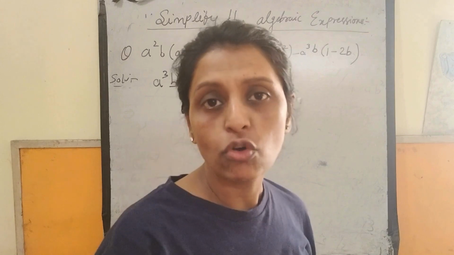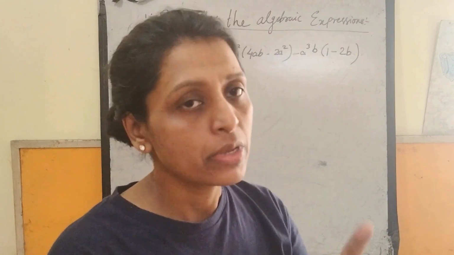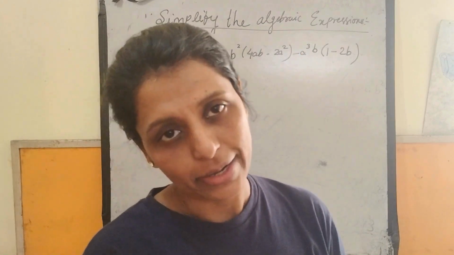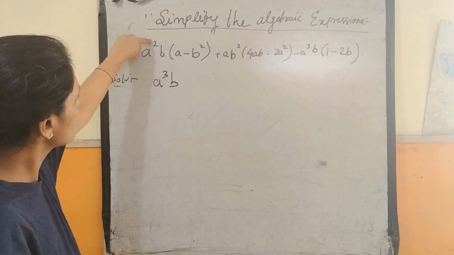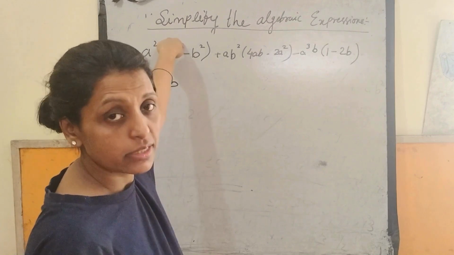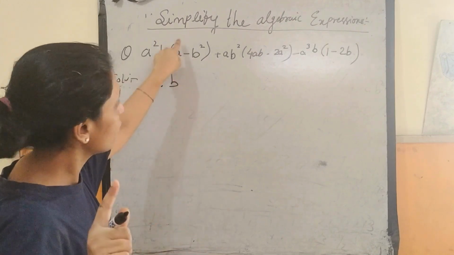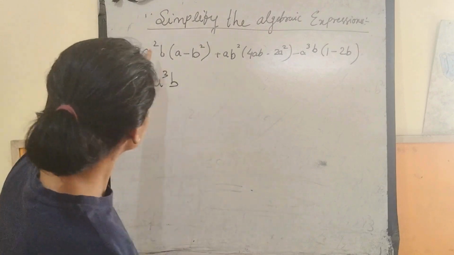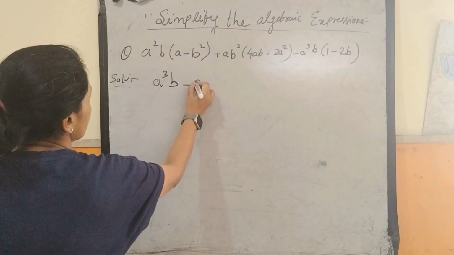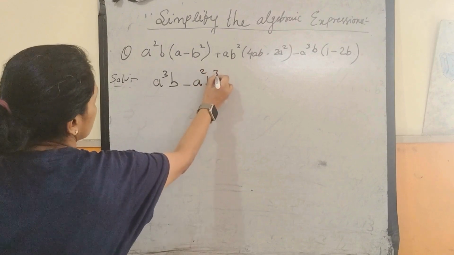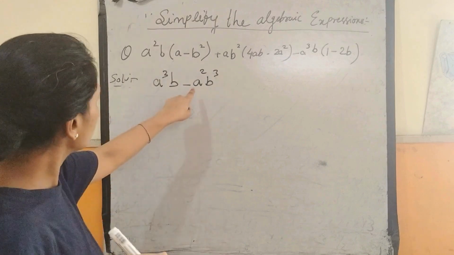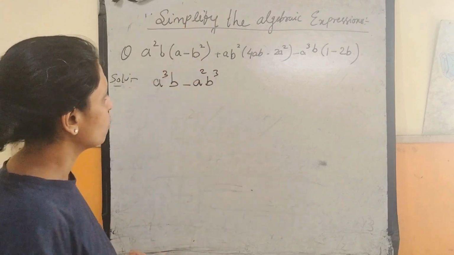According to the law of exponents, when the bases are same and there is an operation of multiplication, the powers get added. So here the power is 2 and here 1. Nothing is mentioned, it means it is having a raised to power 1. So 2 plus 1 is 3. So a cube b minus a square b cube. Similarly, a square b is multiplied by b square, so you get a square b cube.